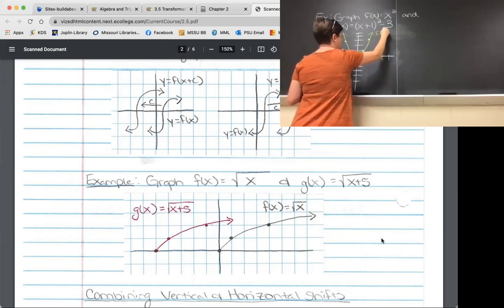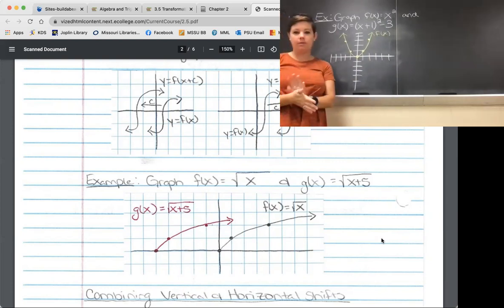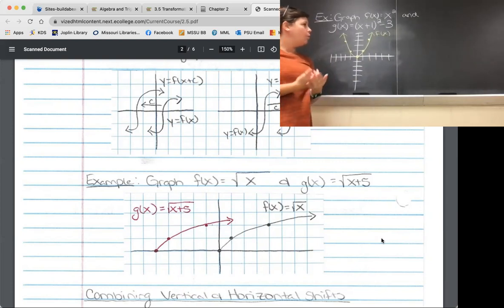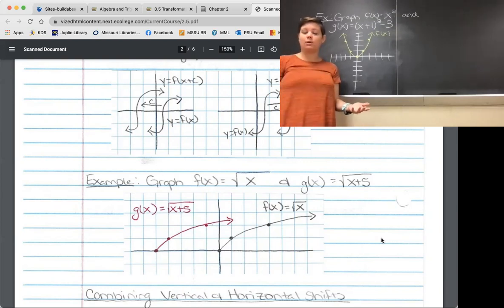So that's my f of x. Okay. While you are still learning how to do these vertical and horizontal shifts or any of these transformations, I do recommend a lot of the in-between steps.